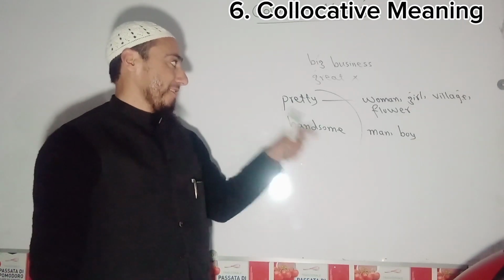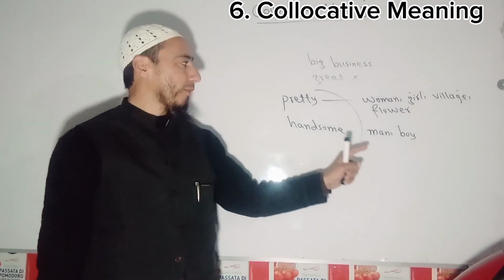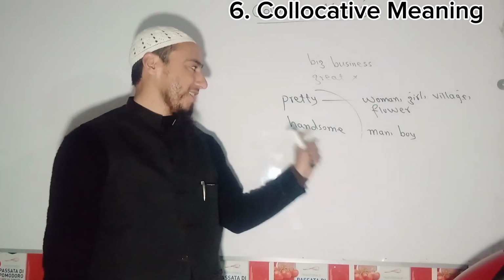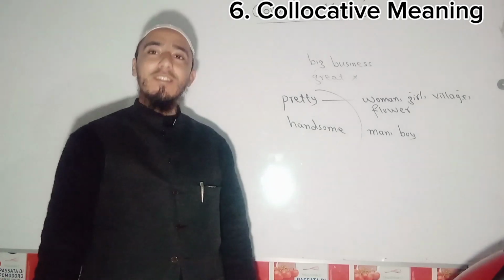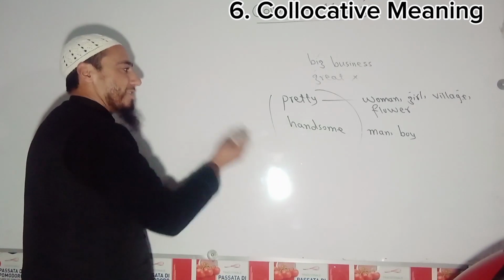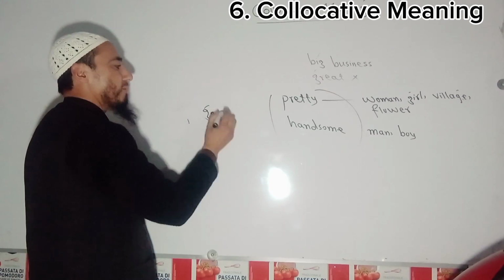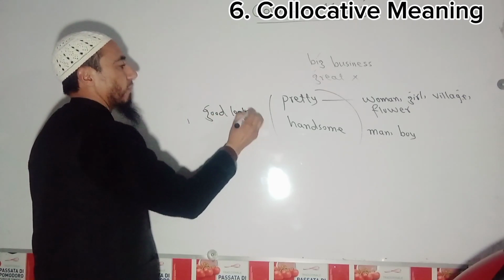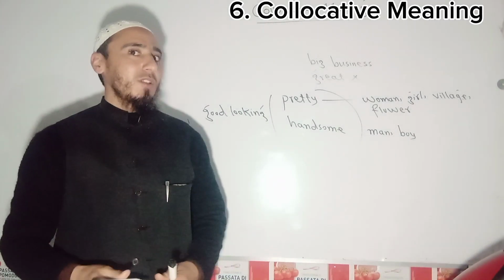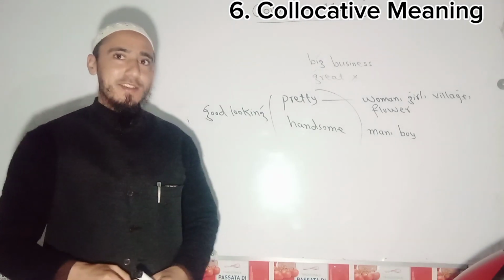Same is the case with handsome. Handsome collocates with man or boy, and it does not collocate with woman or girl. It means the word handsome does not collocate with woman or girl. Although both words have the same meaning, good looking. The meaning of pretty and handsome is good looking. But they collocate with those words with which they have the same association. So I hope that this topic is clear to you.